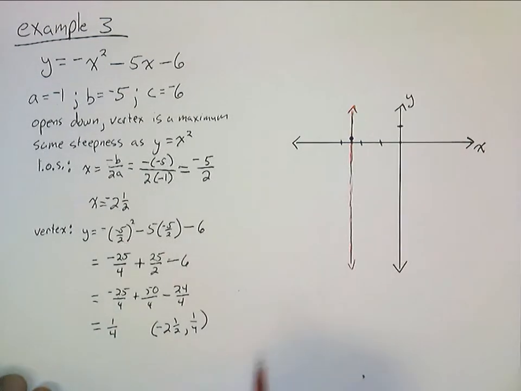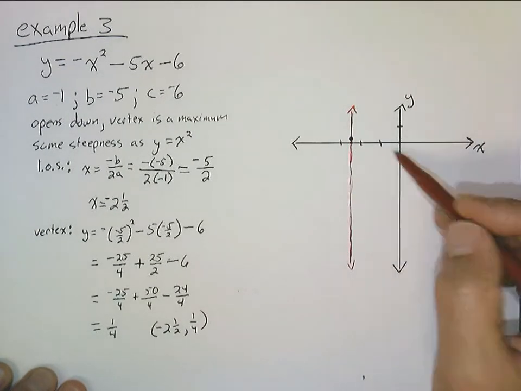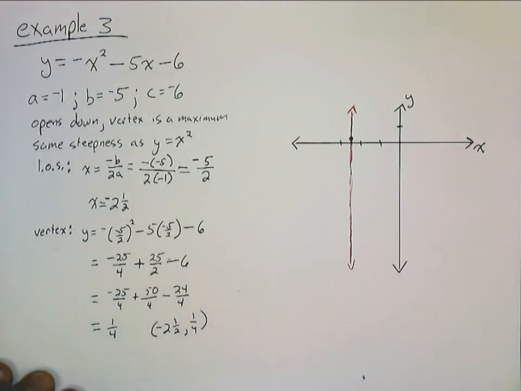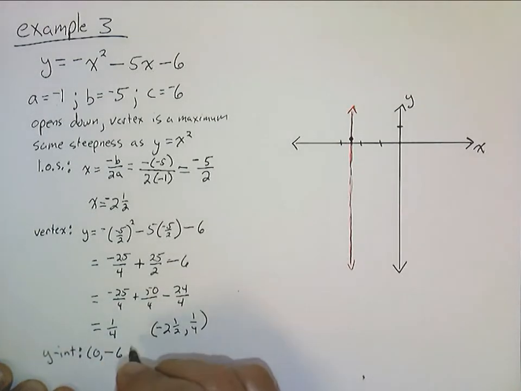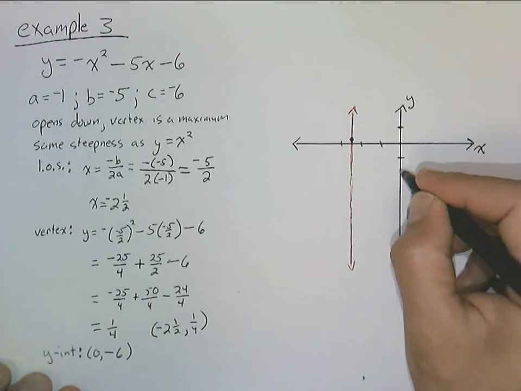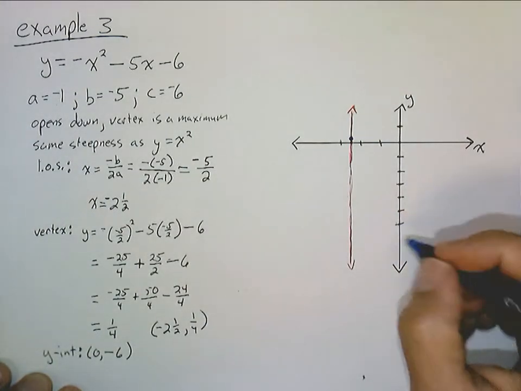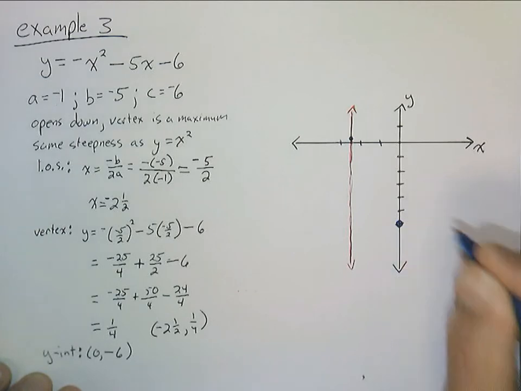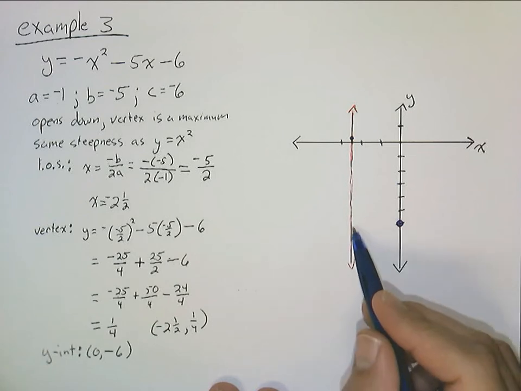Now we should also plot our y-intercept, because of course, since the line of symmetry is not the y-axis, the vertex is not going to be the y-intercept. But that's just given by this value of c, negative 6. So the y-intercept is going to have coordinates 0, negative 6. So we go down 1, 2, 3, 4, 5, 6. And there's another point that's going to be on our parabola. But this is kind of nice.